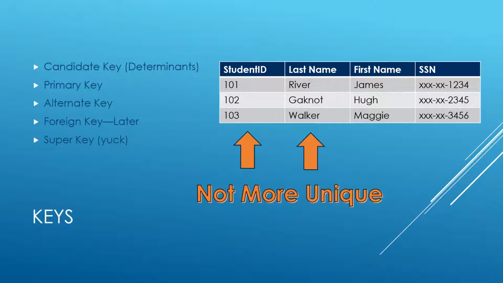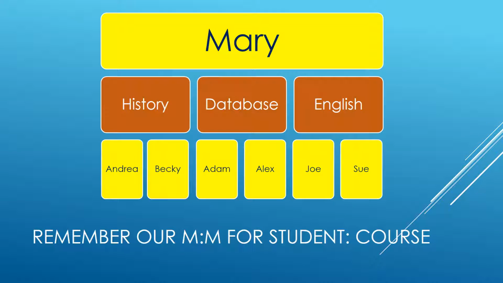Keys are used as determinants. In database design, we look for those attributes in an entity that can be used to uniquely identify each entity, also known as a row, in the entity table. Candidate keys are any keys that can be used to uniquely identify each row in our table.